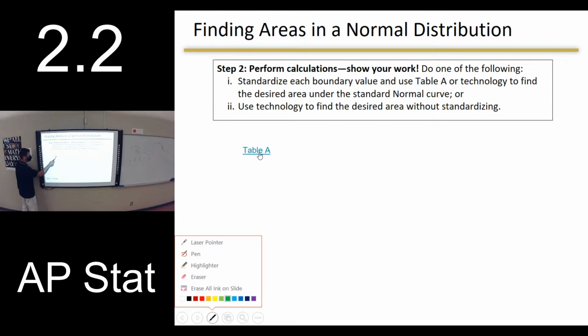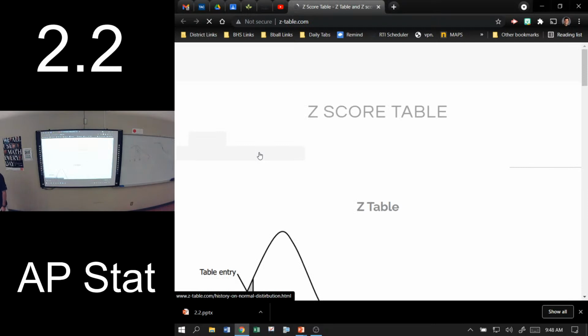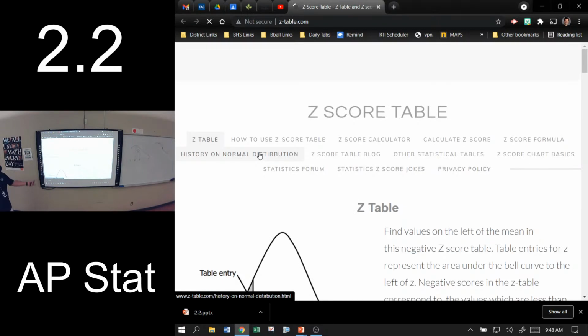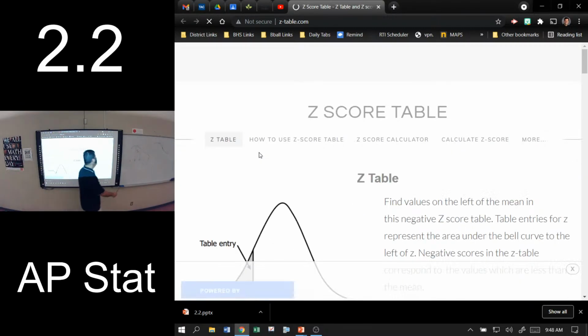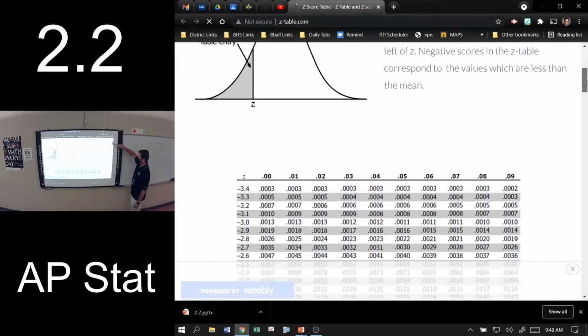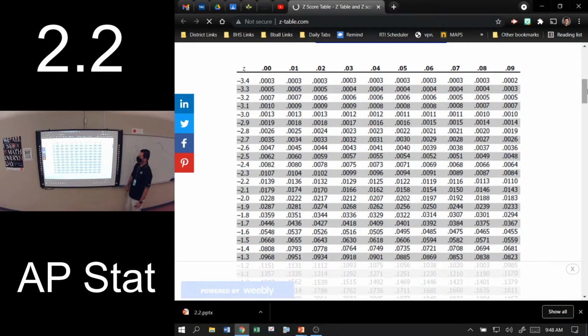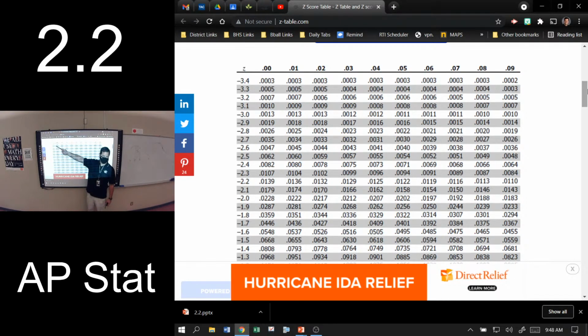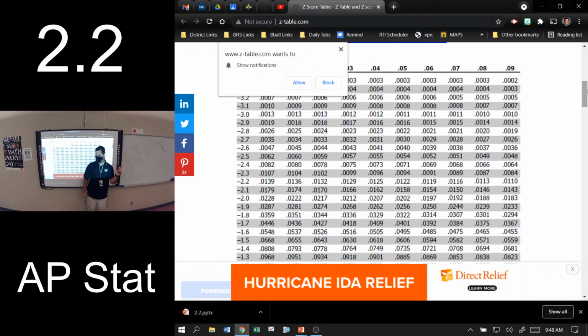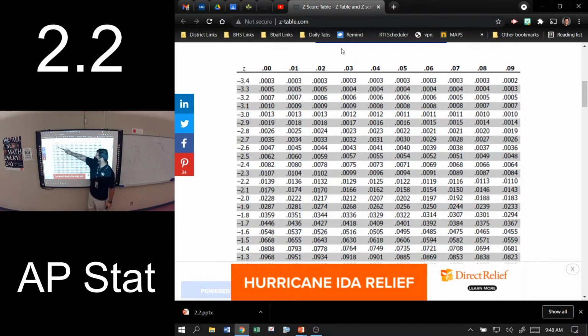Here is table A, which is in the back of your book, or it's on the internet, or you can find it. Here's a z-score table. They're all the same. Over here's your z-score. Negative 3.4 is the smallest one, because after 3 standard deviations, you're getting really, really small anyway. And so these are all the negative z-scores. What was ours? Negative 0.54?